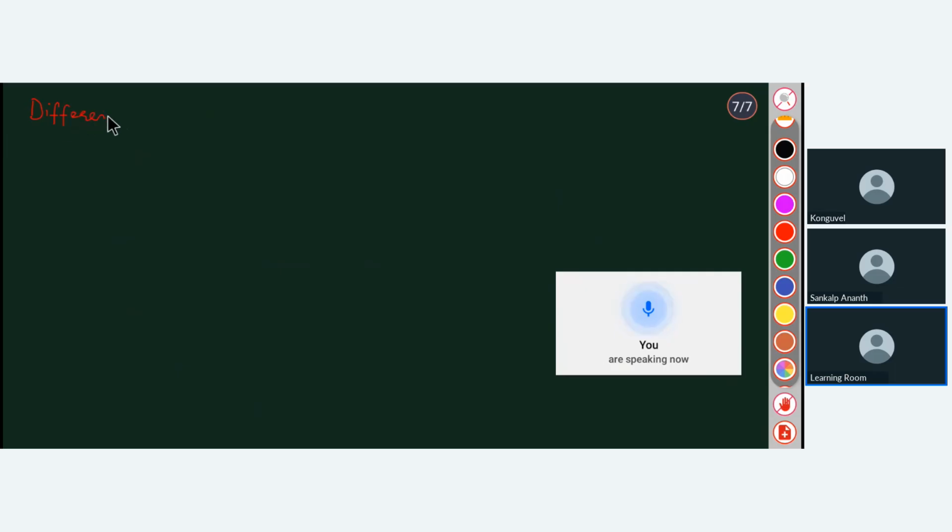Differences from halogens. They're not reducing agents. Exactly, hydrogen acts as a reducing agent, but these halogens don't act as reducing agents. They act as oxidizing agents, right? Yes, sir. Okay, you will write that hydrogen acts as a reducing agent, but these halogens act as oxidizing agents. Correct?